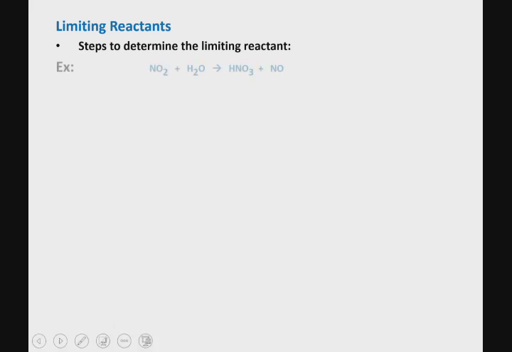If, for example, here is a reaction where nitrogen dioxide reacts with water to produce nitric acid and nitrogen monoxide. Now, when we run this reaction and we use the said amounts of the reactants, nitrogen dioxide and water, the question is which of the two reactants is going to control the maximum quantity of the product that we can get? Okay, in other words, the limiting reactant.